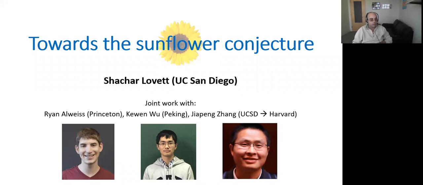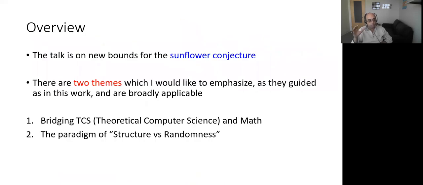So yeah, this is all joint work with three students. It's with Ryan Alweiss, who's a grad student at Princeton, with Kewen Wu, who's an undergrad at Peking University, and with Jiapeng Zhang, who was my student at UCSD and is now doing a postdoc at Harvard. So this is all joint work with them. And my goal is to tell you about the work we did, trying to understand better the sunflower conjecture. And in fact, I have two main goals.